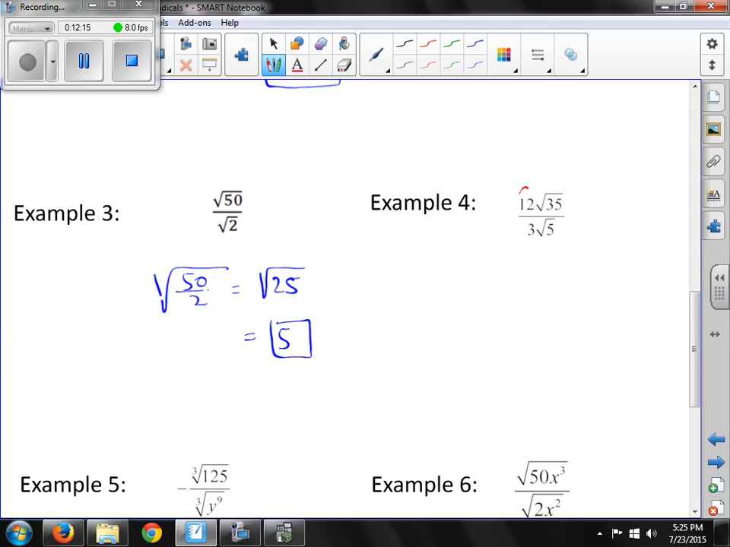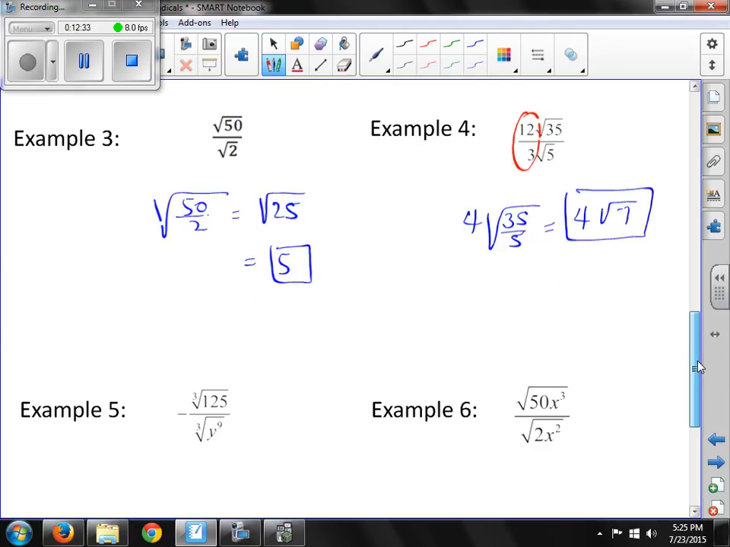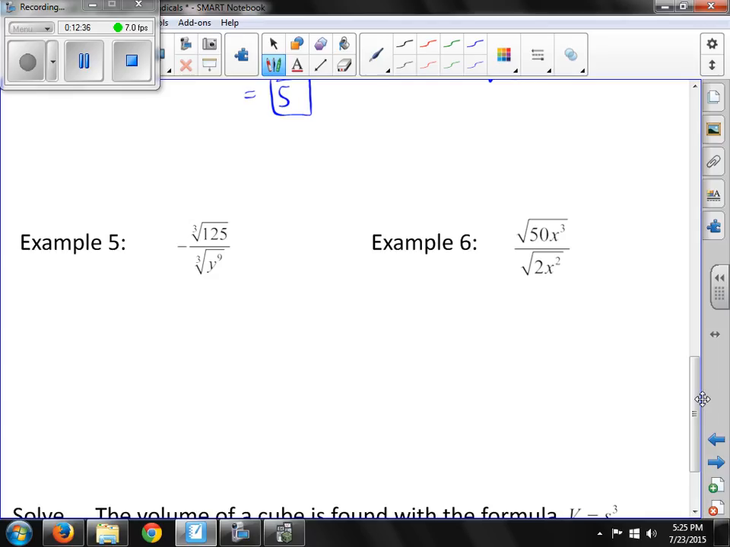Looking at example 4, I see that 12 divided by 3 would be 4. I can actually put 35 divided by 5 back under one radical, and I will have 4 square roots of 7. 35 divided by 5 is 7. Negative the cube root of 125. 125 is a perfect cube. Cube root of 125 is 5. The cube root of y to the 9th, let's see, 3 goes into 9 3 times. 3 times 3 is 9. There's nothing left over. So the cube root of y to the 9th would be y to the 3rd.